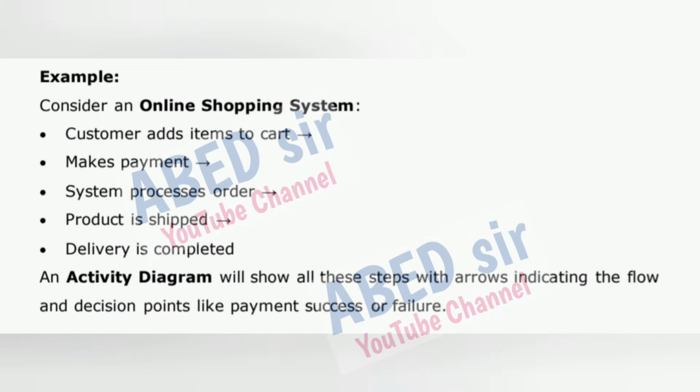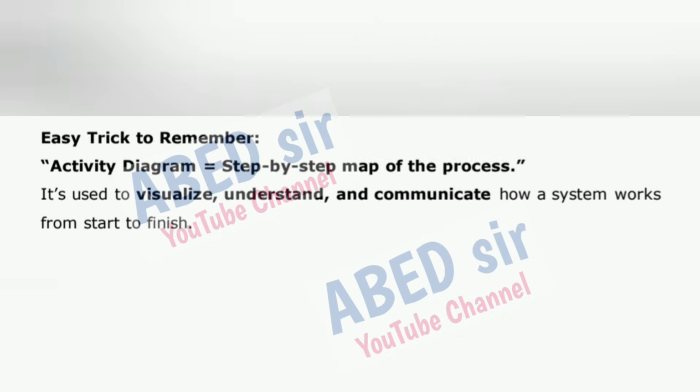Example: consider an online shopping system. Customer adds items to cart. Makes payment. System processes order. Product is shipped. Delivery is completed. An activity diagram will show all these steps with arrows indicating the flow and decision points like payment success or failure. Easy trick to remember: activity diagram is equal to step-by-step map of the process. It's used to visualize, understand, and communicate how a system works from start to finish.